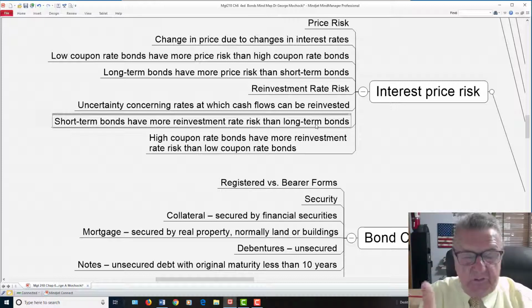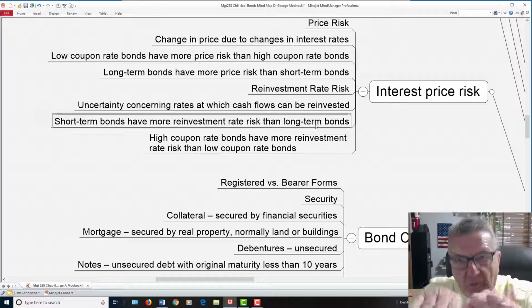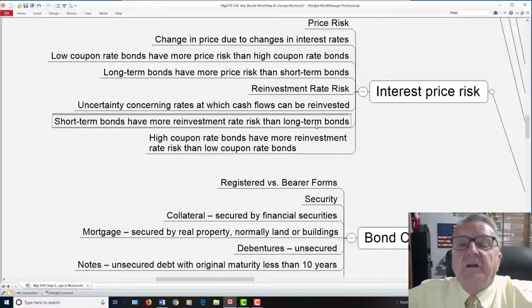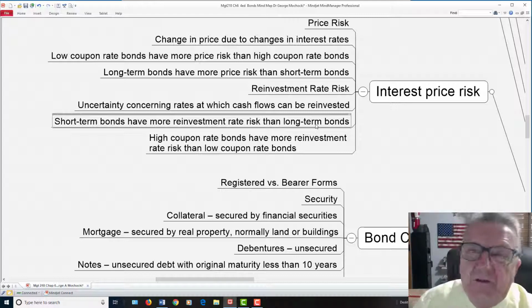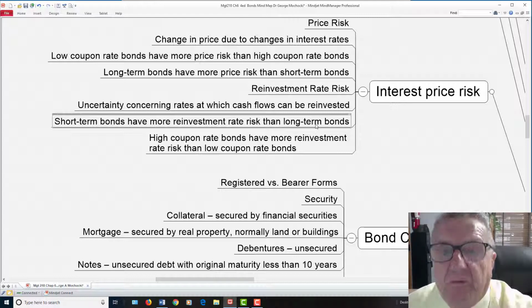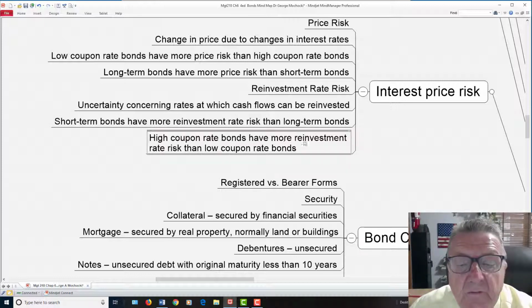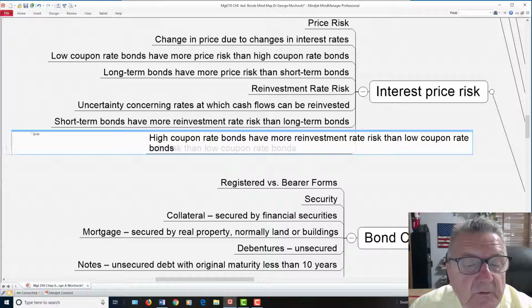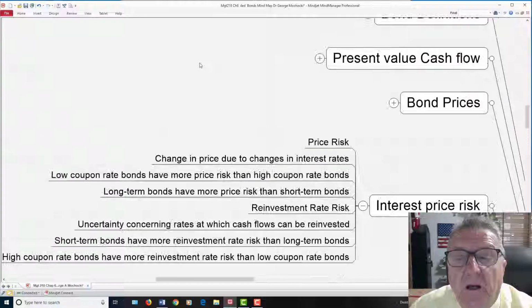the system will basically level out. You've got your highs and lows, but overall, over a longer period of time, it should be level. Okay, high coupon rate bonds have more reinvestment rate risk than low coupon rate bonds. We talked about that earlier already. Okay, all right. So what do we have here?